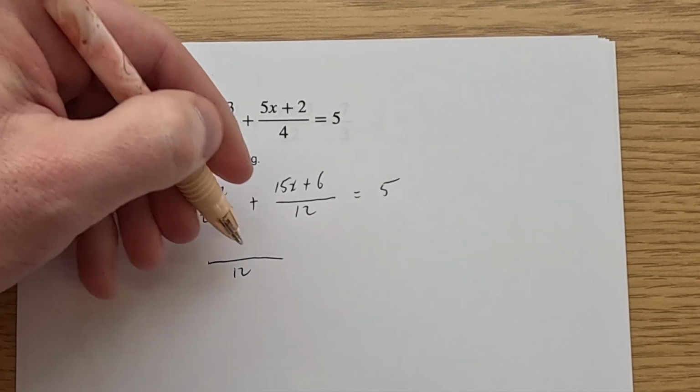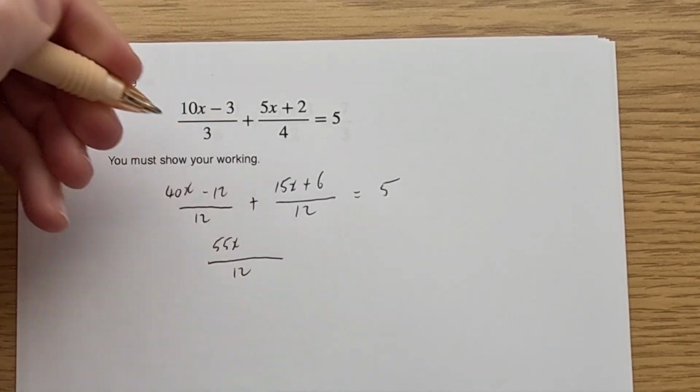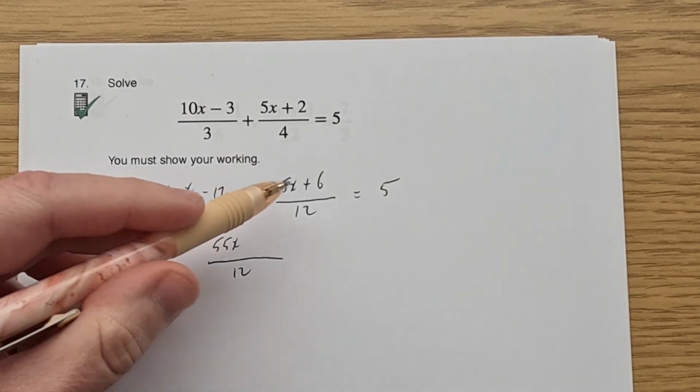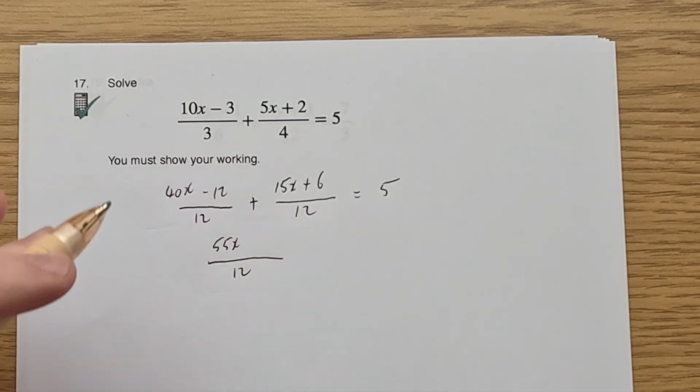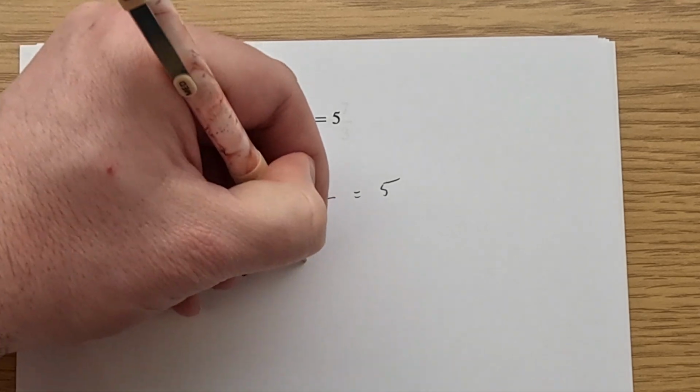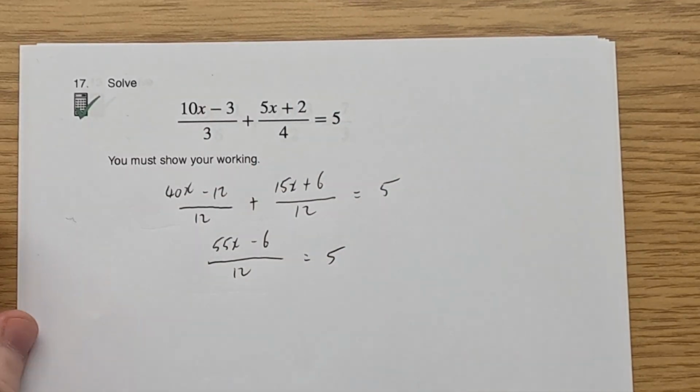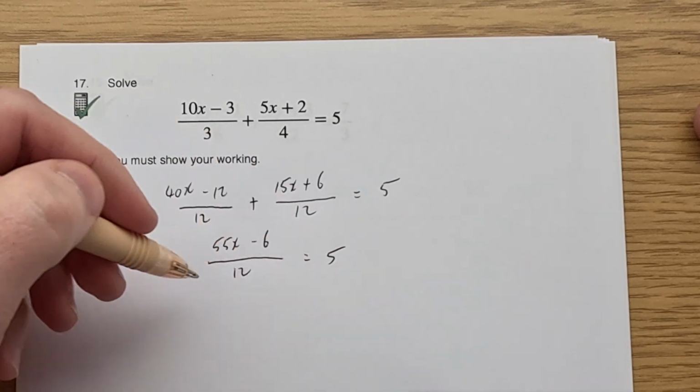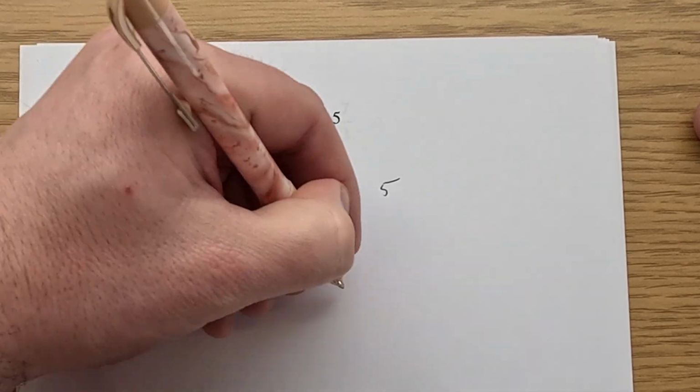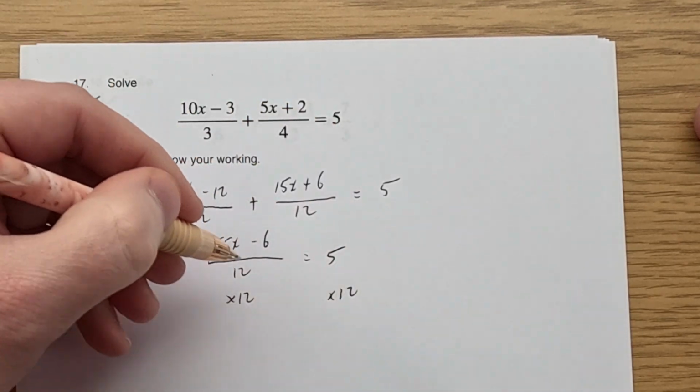40x plus 15x is 55x, so 55x. And then minus 12 plus 6, well, if you're at minus 12 and you add 6, you're going to get to minus 6. And that equals 5. Okay, now we want to solve this, so let's multiply both sides by 12 to get rid of the denominator of 12.